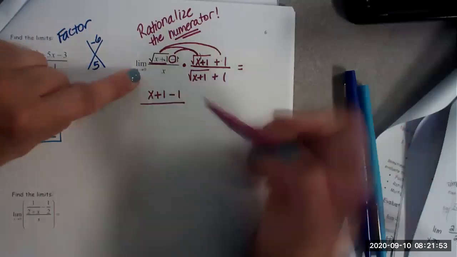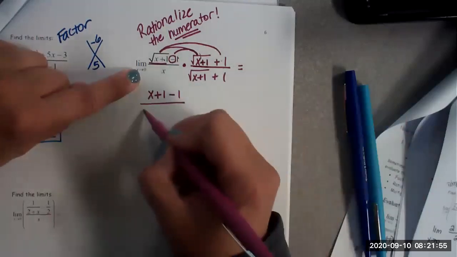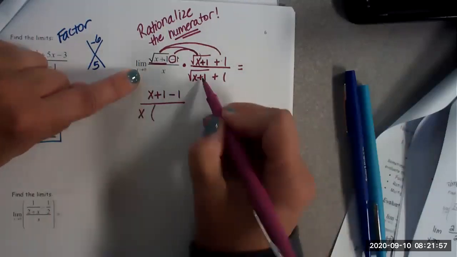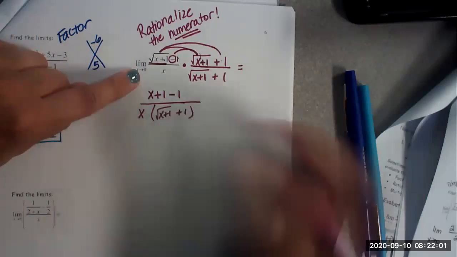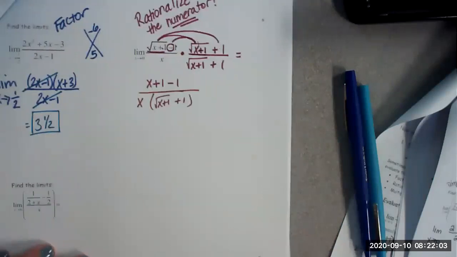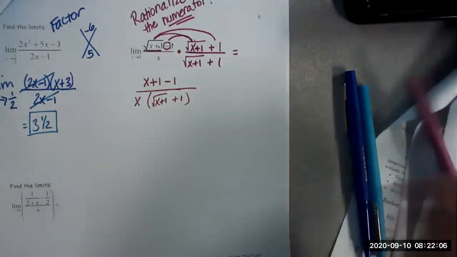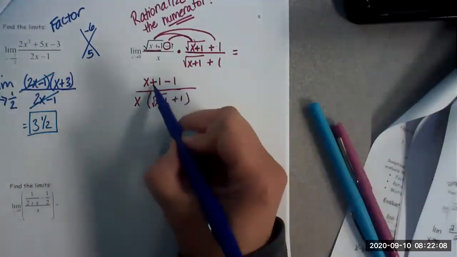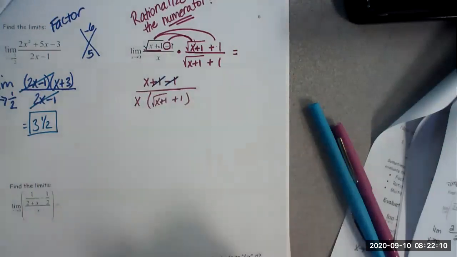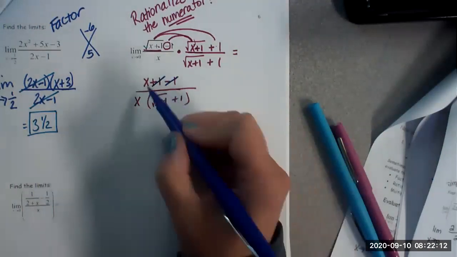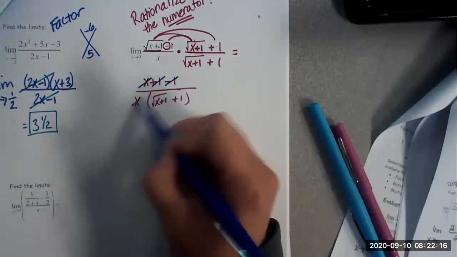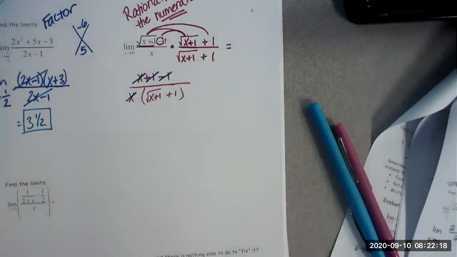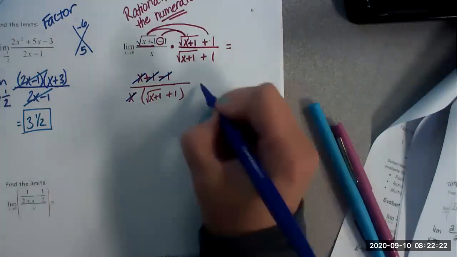Then on the bottom, don't even distribute it. Just write it down as is. So it's x times that. Because what you're going to do now, you see how the 1s are going to cancel? What's left on the top? x. Now that you only have an x on the top, you can cancel that x with that x. So rationalizing the numerator helps you get rid of a whole bunch of extra stuff in the problem.